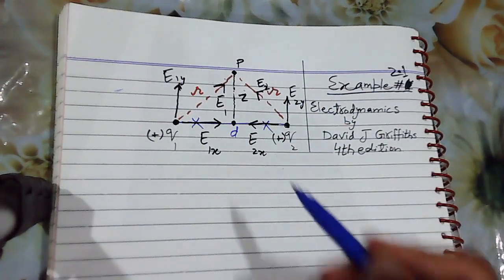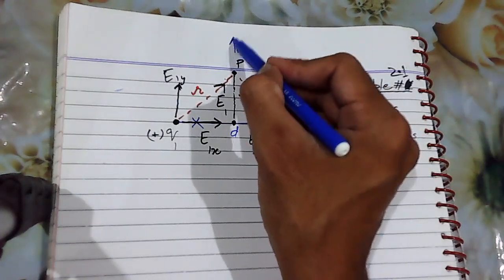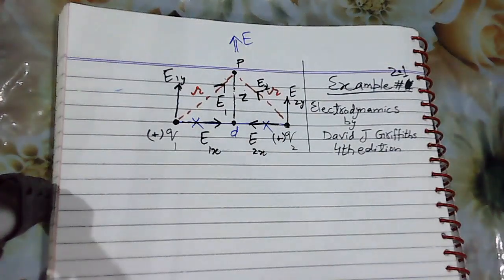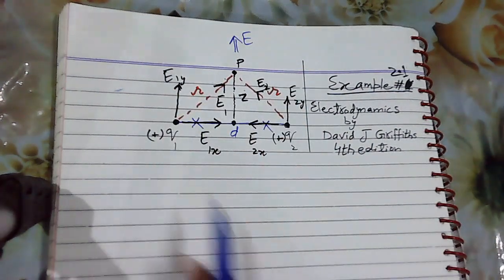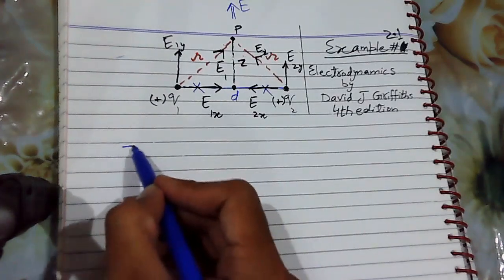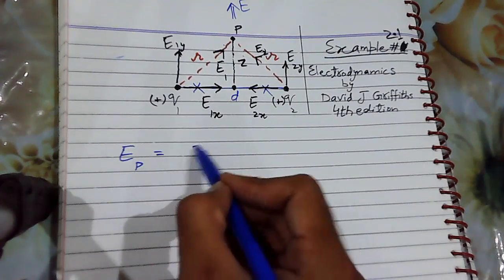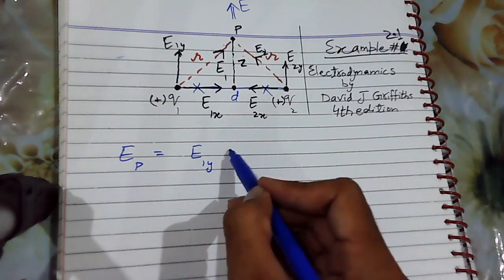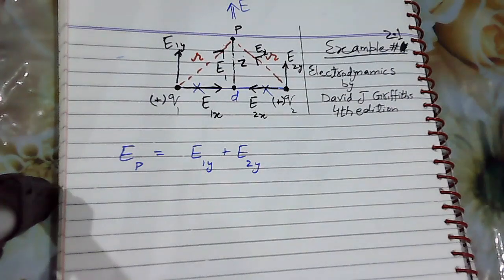That means that the net electric field at point P will be directly upward, because the net electric field at point P is only due to the y components. So if we discuss the net electric field at point P, we can write that the electric field at point P will be equal to the y component of the first electric field plus the y component of the second electric field. Okay.